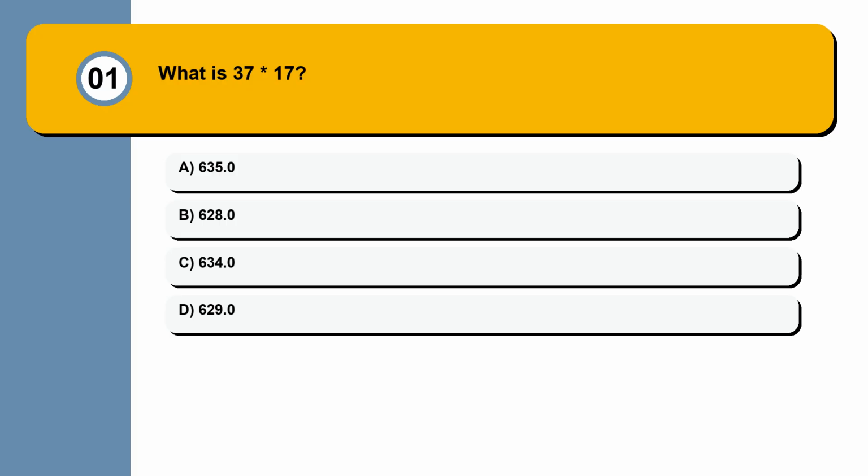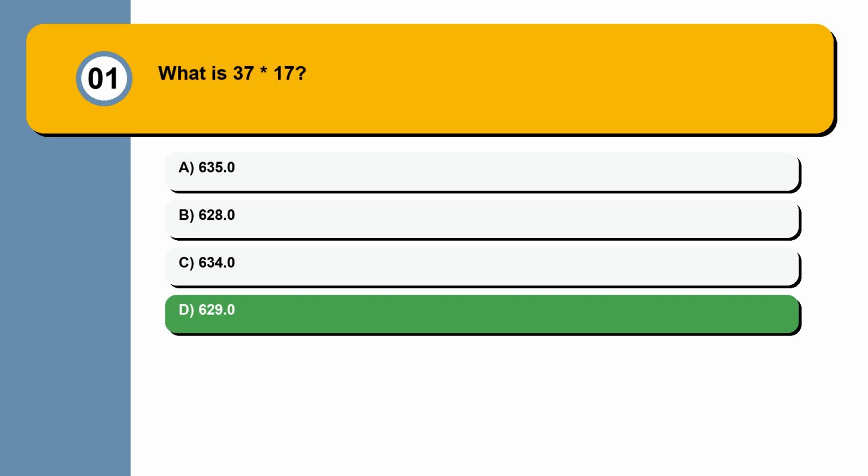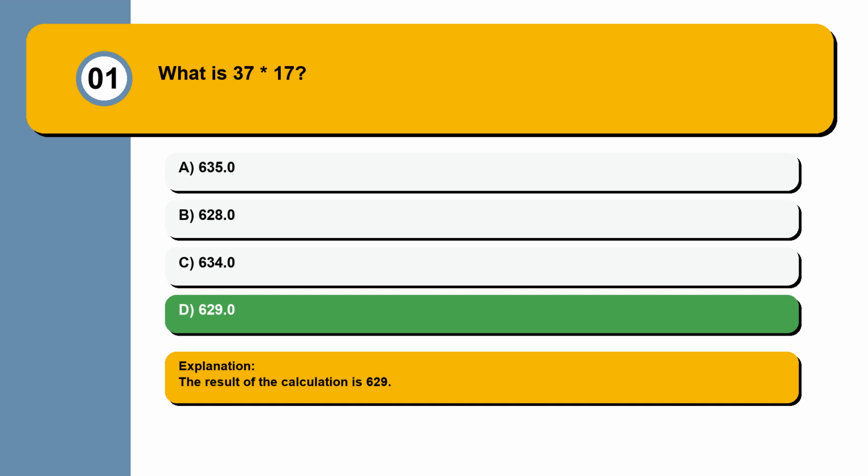Question 1. What is 37 * 17? 635, 628, 634, 629. The result of the calculation is 629.